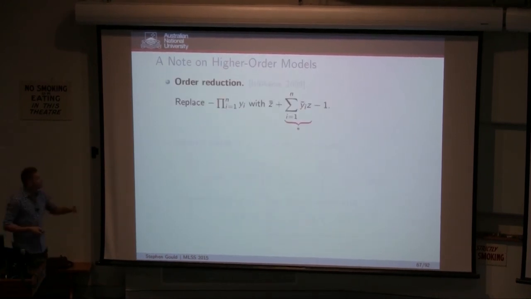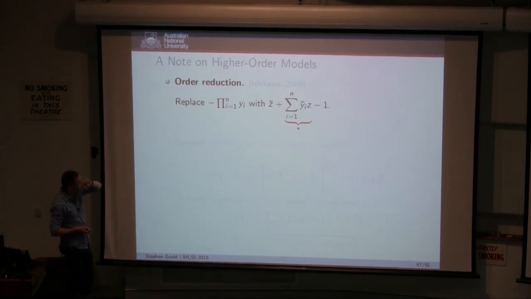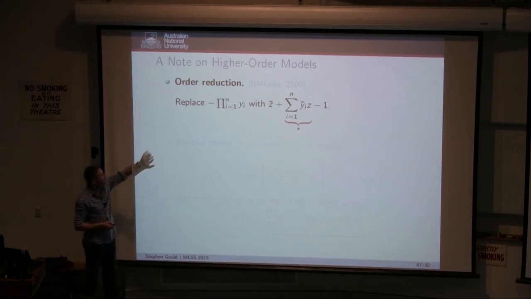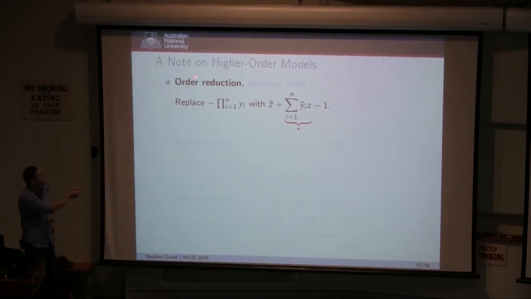Okay. So finally, I want to address the question of higher order models. We've talked a lot about pairwise models, which are a very important class of models, but higher order models are also important, and it turns out that for some higher order models, we can still do efficient inference. So one method we have for dealing with higher order models is known as order reduction.